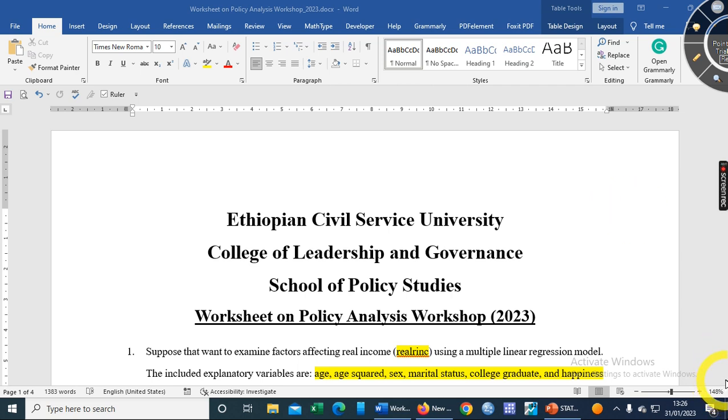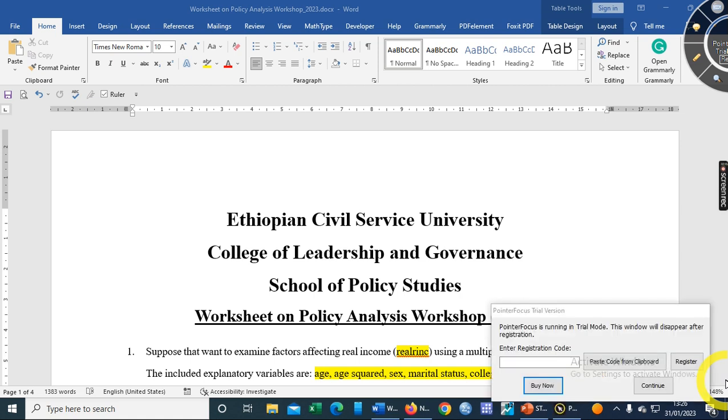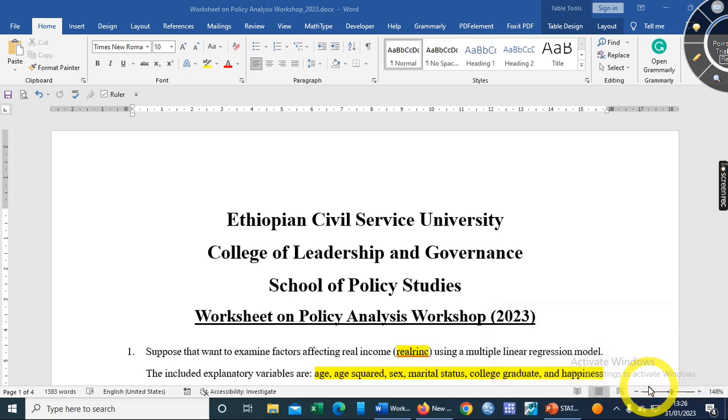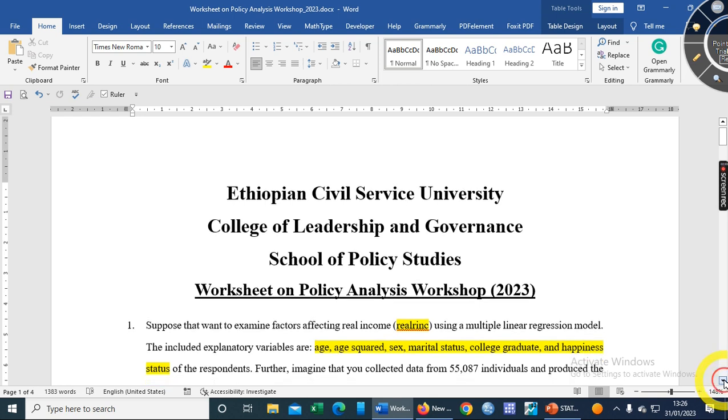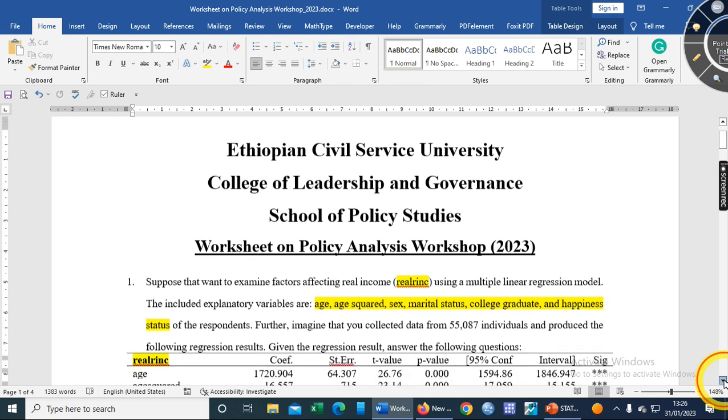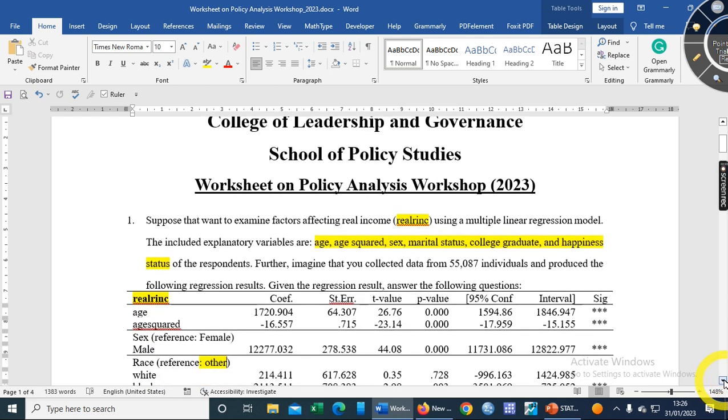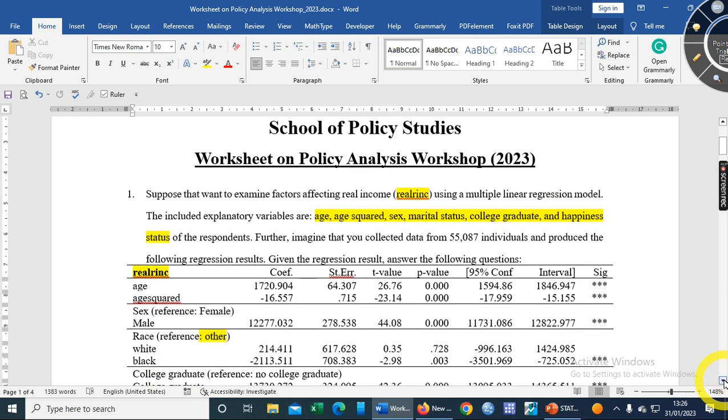In this video, I will provide you with a brief answer to a worksheet on policy analysis workshop, and I hope you all have obtained the file from your group Telegram. To start with, question number one is related to factors determining real income.